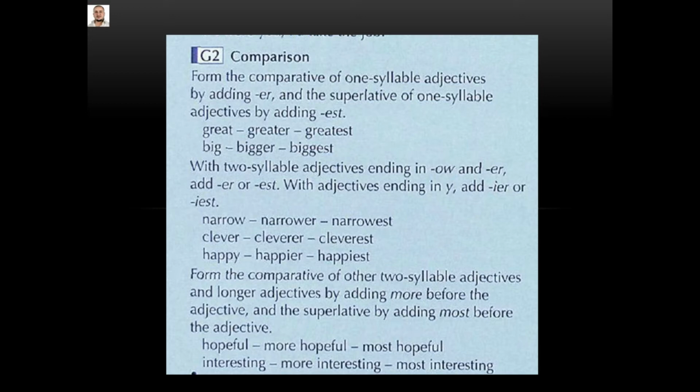For example, narrow, narrower, the narrowest. Clever, cleverer, the cleverest. Happy, happier, the happiest. If you notice here, we omitted the Y and substituted it by I, and we added ER or EST.